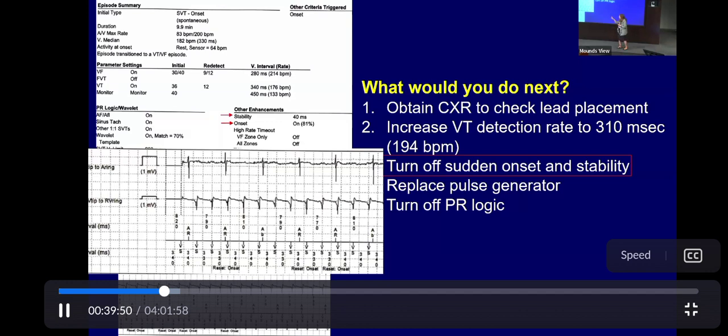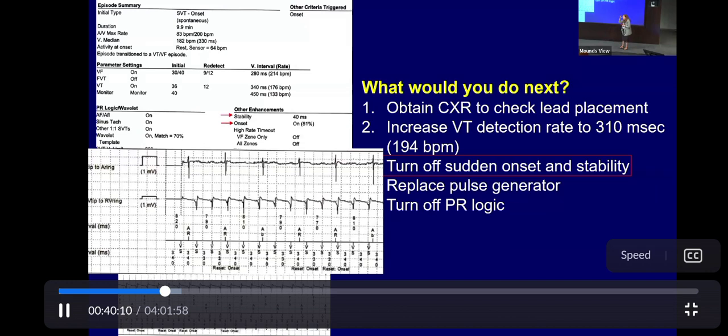Was it because this is the rate cutoff that's kind of close to the rate cutoff of the devices? Did it come on suddenly or not? And it's saying no, it didn't. So yeah, I think the bottom line is that you really don't need to program it on. I can't think of a case recently, but stability and sudden onset I leave off.